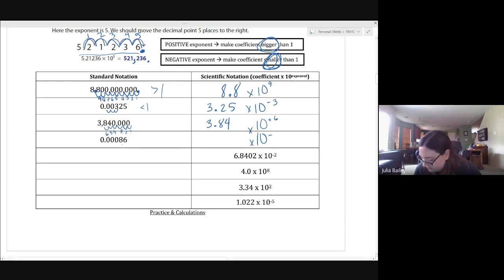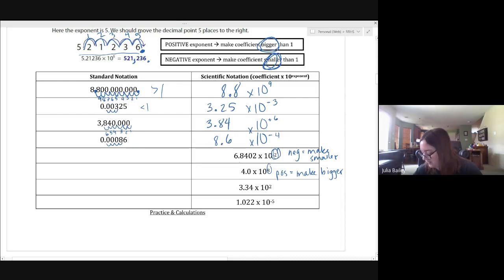For the ones going backwards, we're going to take a look at the exponent first, because if the exponent's negative, that tells me to make it smaller, versus if the exponent's positive, that tells me to make it bigger.